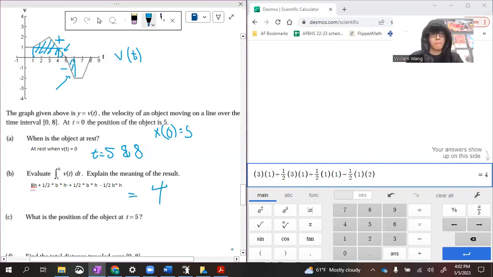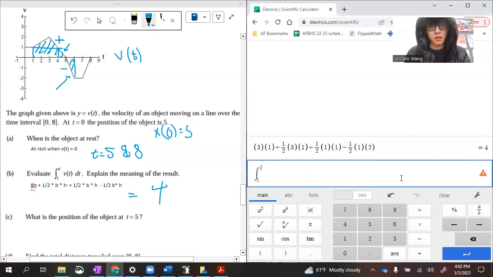All right. Now, we're asked to explain the meaning of this result. Well, remember, when I integrated my velocity, that is going to be my displacement from 1 to 6. And you might say, how do you know it's displacement? How do you know it's not your total distance?